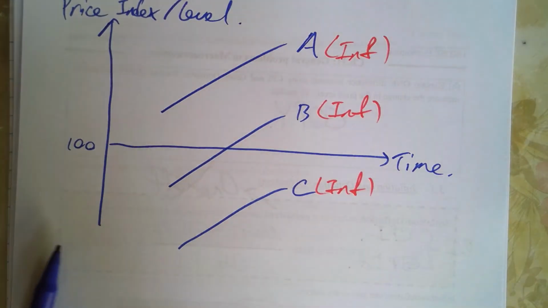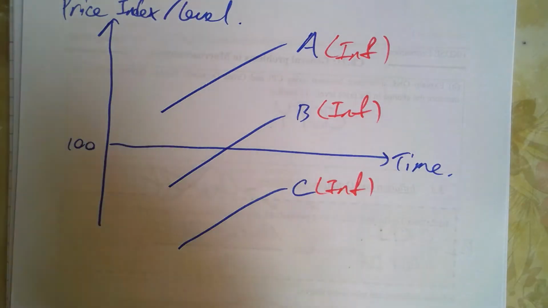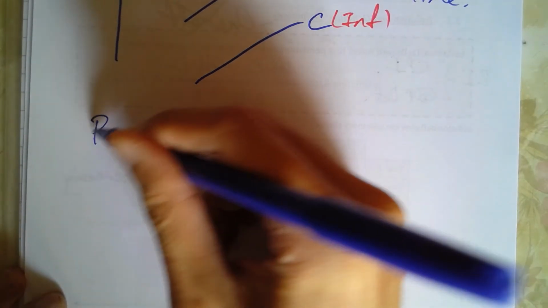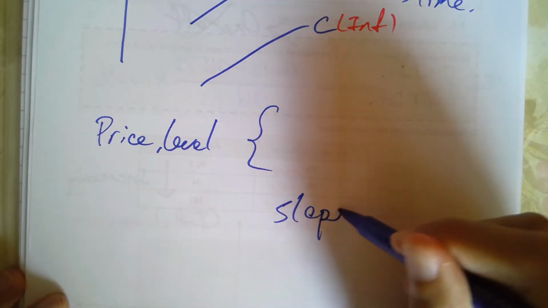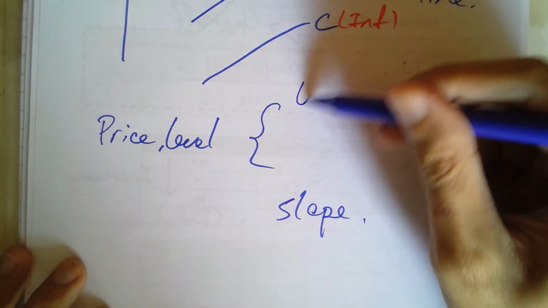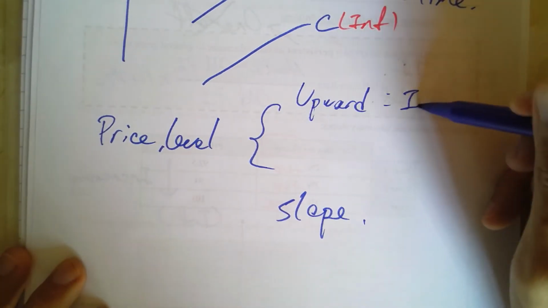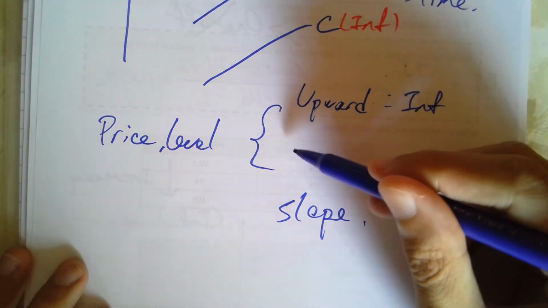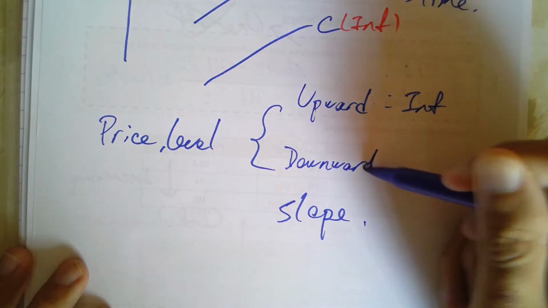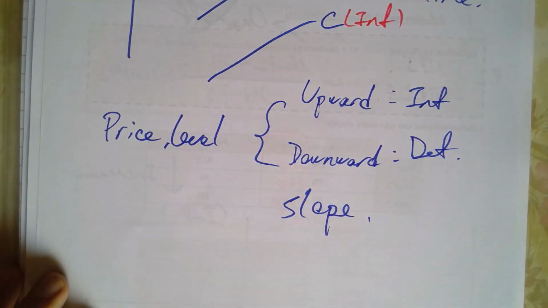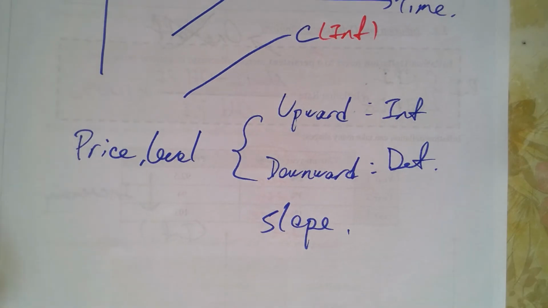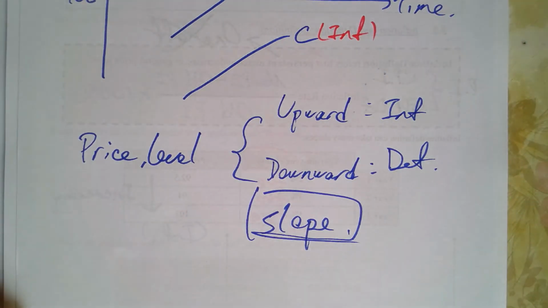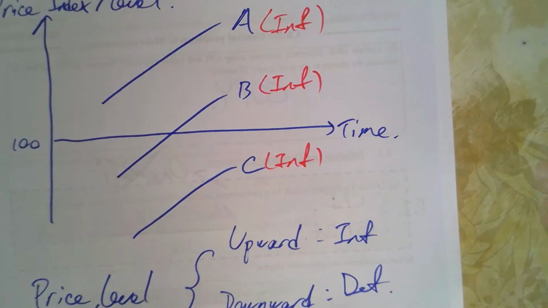Okay, so whenever you see the y-axis being price index or price level, the only thing you look at is the slope of the graph. Okay, when it is upward sloping, then it is inflation. Downward sloping, it would be deflation. 没啦, whether it's above 100 or below 100 is irrelevant. Slope is the only thing that you look at. Okay, so let's complete this diagram.